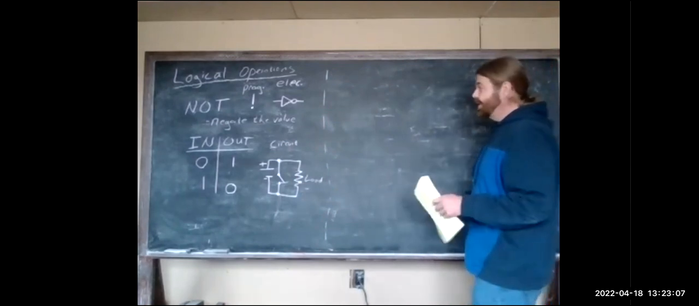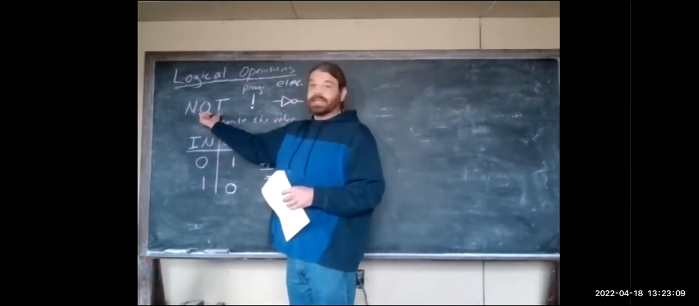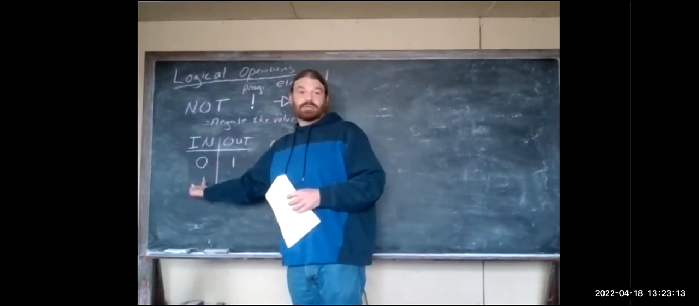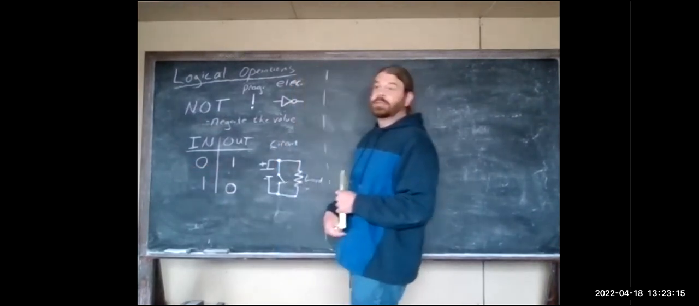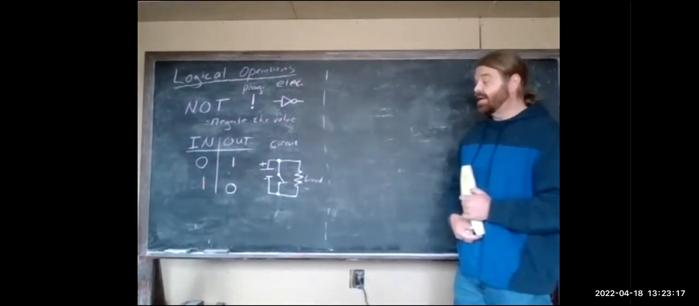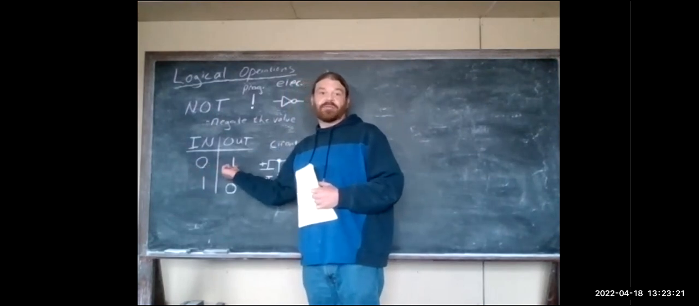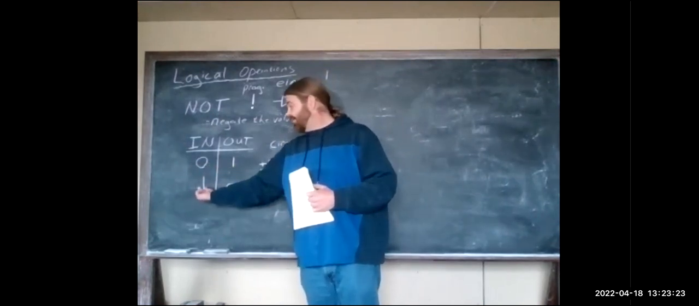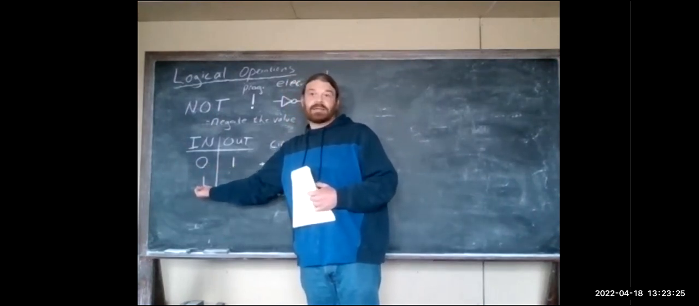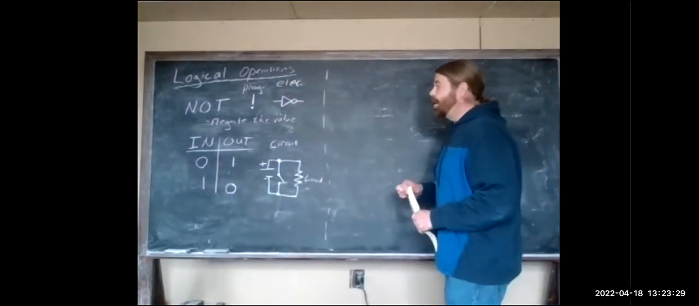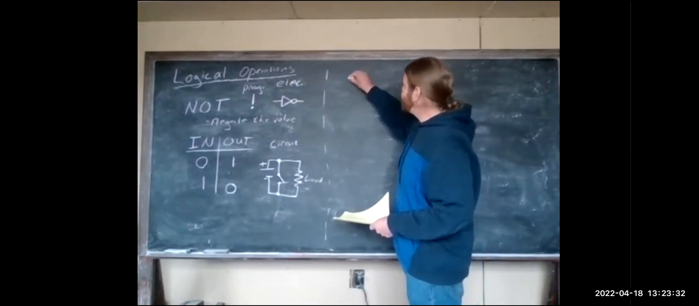So that's the NOT logical operation. If something's false, we make it true. Not true would be false. Same thing with on and off. If something's off, then not off is on. And if it was already on, not on is off, is the operation we're actually going to perform.